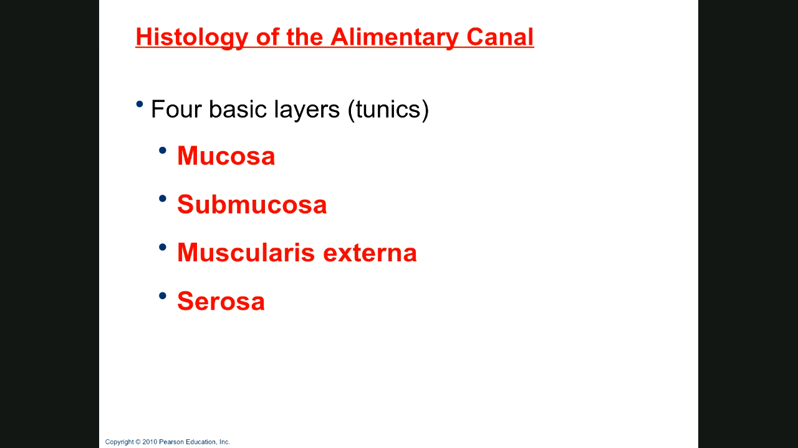All right, when it comes to the histology of the alimentary canal, pretty much starting at the esophagus, the histology of the esophagus, the stomach, and the intestines is very similar. You can divide the histological layers into 4 distinct parts. The mucosa, which is the innermost layer. Below the mucosa is the submucosa, muscularis externa, and serosa.